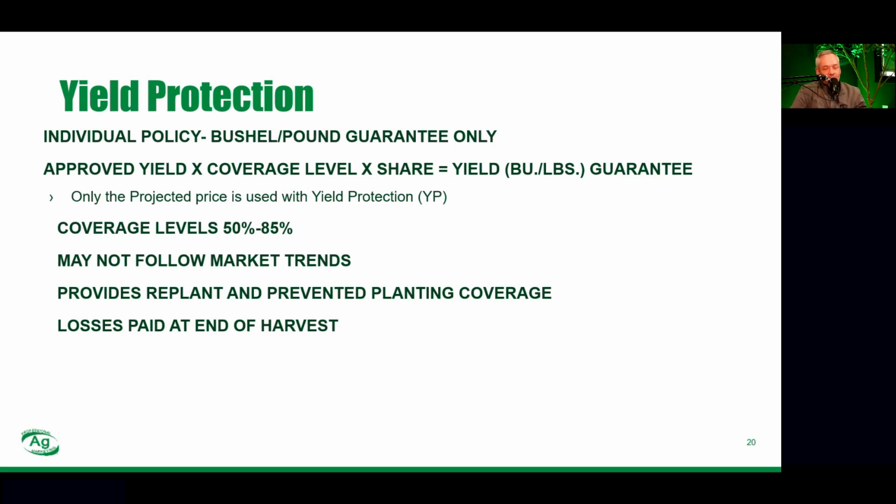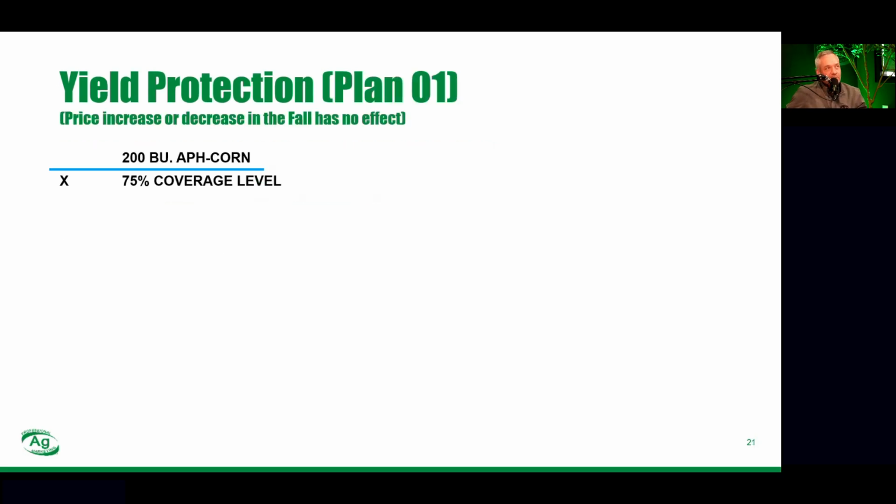It does provide some replant coverage and prevent plant coverage automatically. You do not have to add this on. It is automatically included in the policy. And the prevent plant coverage does vary by crop, but for corn it's 55% and soybeans is 60%. 55 or 60% of your guarantee is what you're paid on any prevent plant acres. The losses on the yield protection policy are paid at harvest once you've determined how many bushels you've harvested.